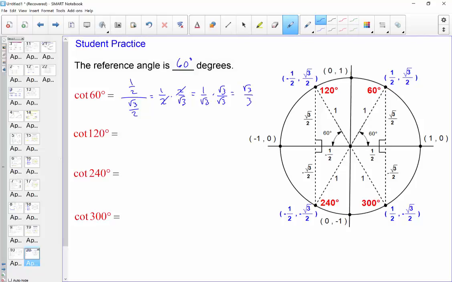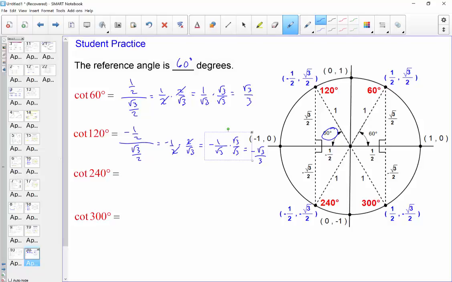Next, we're going to evaluate 120 degrees, which has a 60-degree reference angle. So we're looking at right here. The adjacent side of 60 degrees in the second quadrant is negative 1/2 over the opposite side, positive square root of 3 over 2. So we're going to multiply this out, negative 1/2 times the inverse of the denominator. The 2's cancel. We get negative 1 over the square root of 3. Rationalize the denominator, and we get negative square root of 3 over 3.